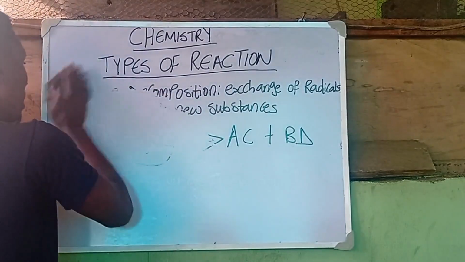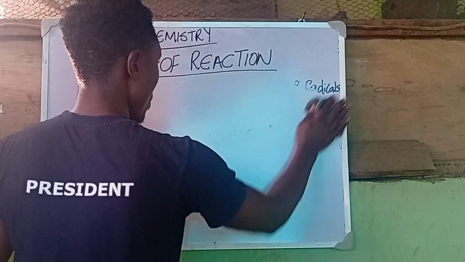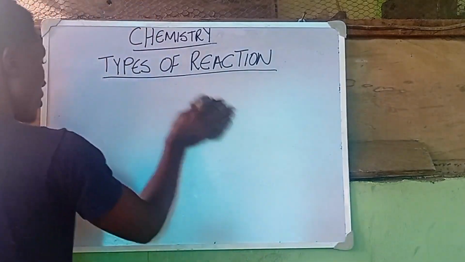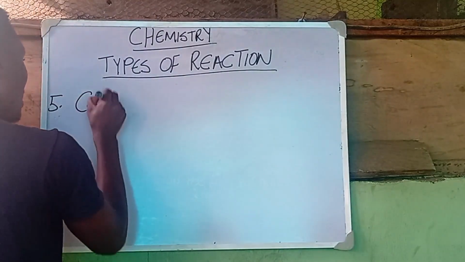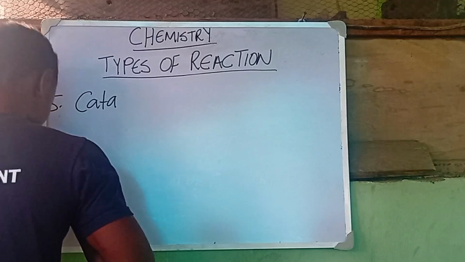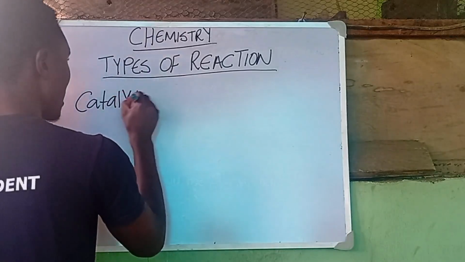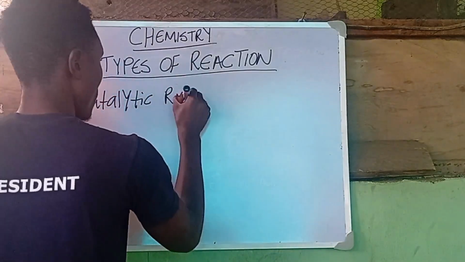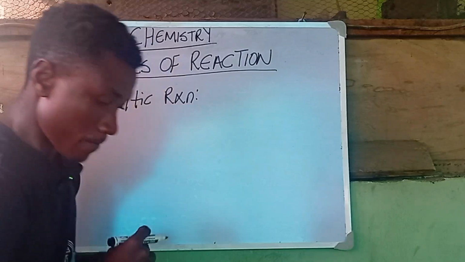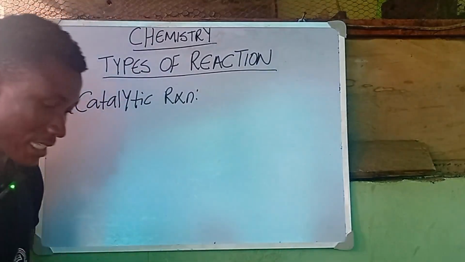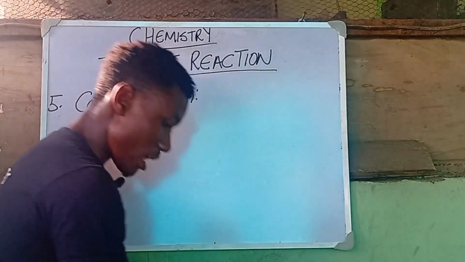We move on to the next type of reaction, which is known as the catalytic reaction, and that is our number 5. When we talk about a catalytic reaction, this involves the presence of a catalyst.